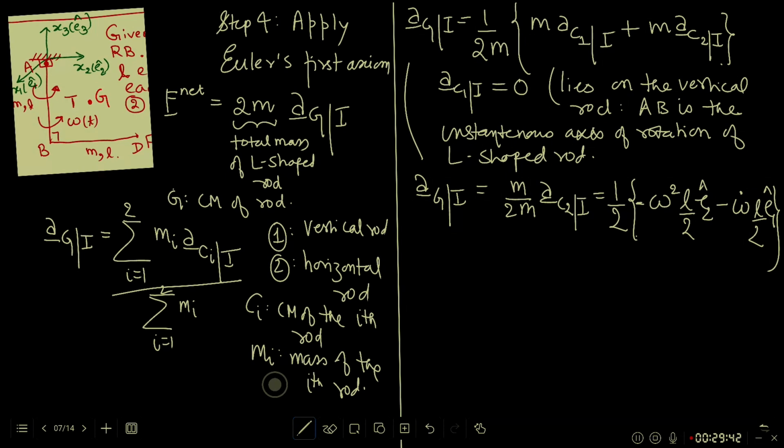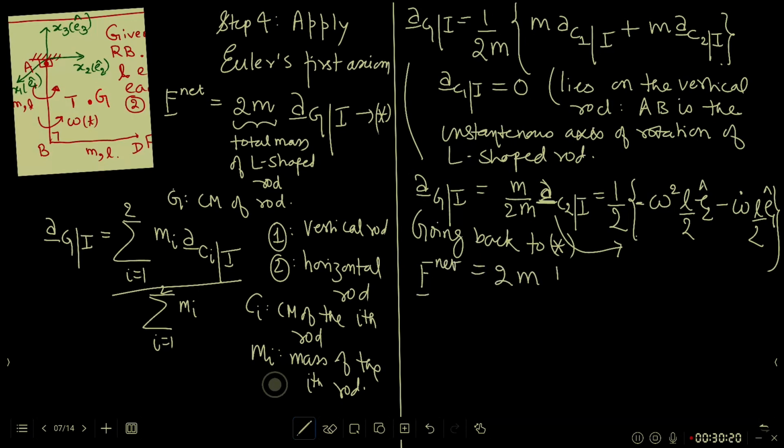Okay. Now this is something that can be obtained using the acceleration transfer relationship, or if you are able to visualize directly, it will follow: minus omega square L by 2 E2 minus omega dot L by 2 E1. So going back to star, what I have is F net equals 2m times half of minus omega square L by 2 E2 minus omega dot L by 2 E1.